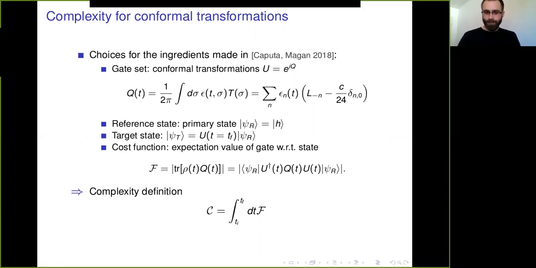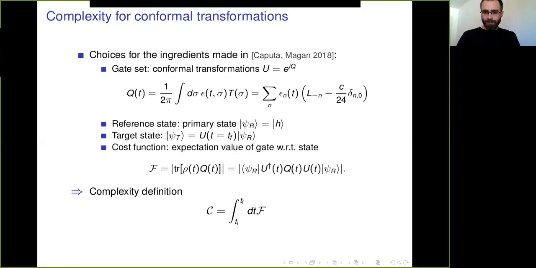And as I said in the beginning, for the gate set, I will choose the set of all conformal transformations, meaning our unitary operators U will be given as an exponential of some smeared function of the energy momentum tensor T. And for simplicity, I will only consider either left or right moving conformal transformations. And in the end, the total complexity will be just given as the sum of the left and the right moving part, as usually happens in two-dimensional conformal field theories.